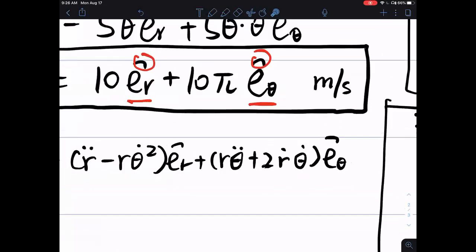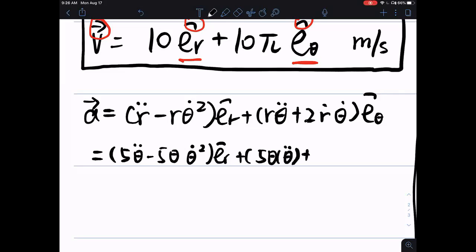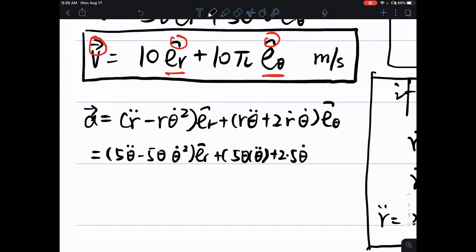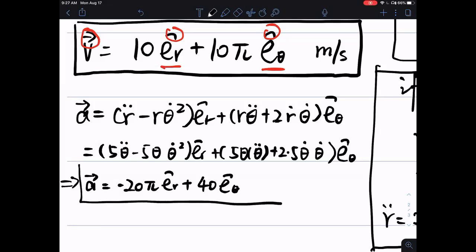So plugging everything into this equation, you should get 5 theta double dot minus 5 theta times theta dot square e_r plus 5 theta double dot plus 2 times 5 times theta dot e_theta. Plugging in all the theta dot, theta double dot, so many dots here, you will end up with an expression for acceleration, which is negative 220 pi e_r hat plus 40 e_theta hat, meters per second square.